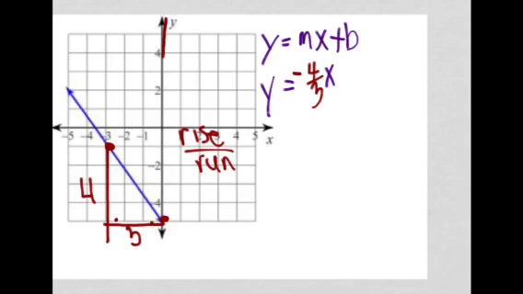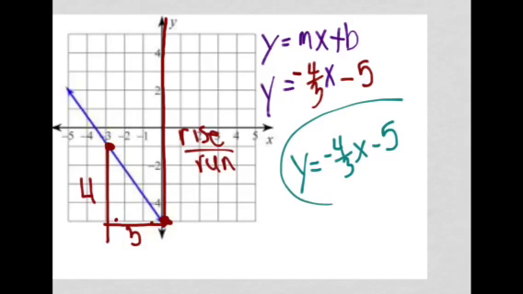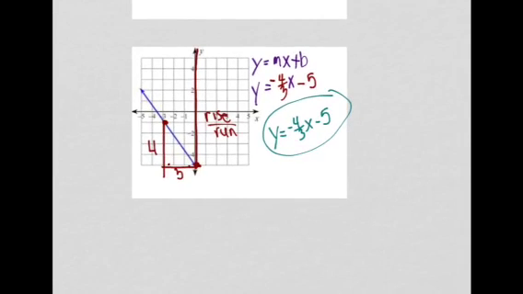Where am I crossing this y-axis? All the way up. There it is. So it would be a -5 tacked on. So the slope-intercept form of this line is y equals -4/3 x minus 5. And I'm done. You need to do numbers 4 and numbers 3.